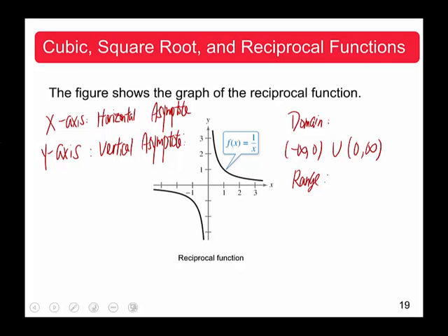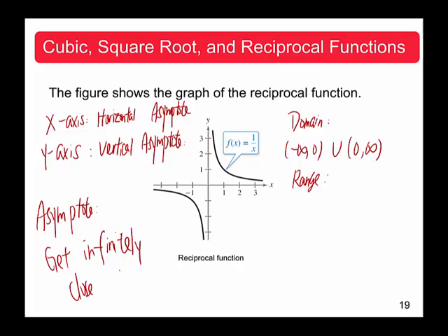An asymptote is a line or curve that the graph of a function gets infinitely close to but never touches. So we can get infinitely close but never touch the asymptote. They're infinitely close, but never touches it. Okay, and that is the definition of the asymptote.